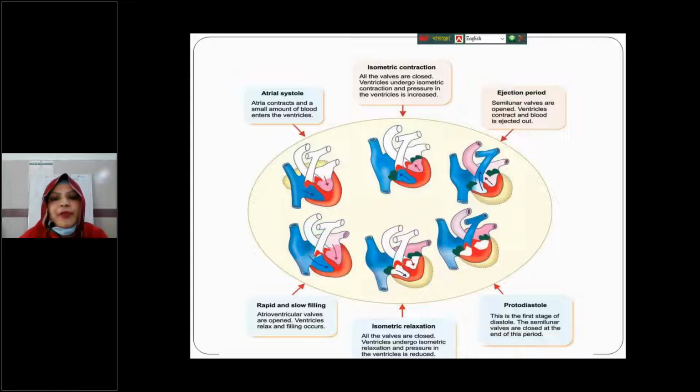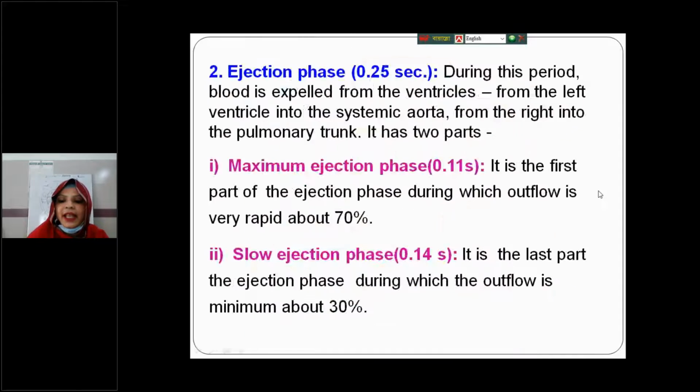This figure I have taken from the internet: atrial systole, then ventricular systole with the isometric contraction phase and ejection phase. See here, the ejection period. This is ventricular diastole: protodiastolic, isometric relaxation, rapid and slow filling phase. These are the figures of the cardiac cycle.